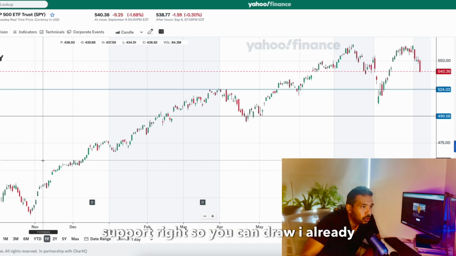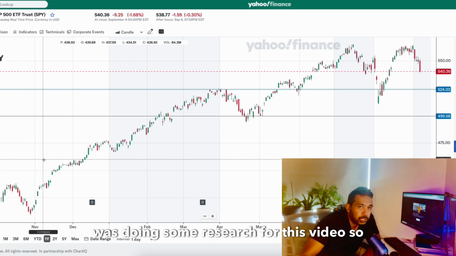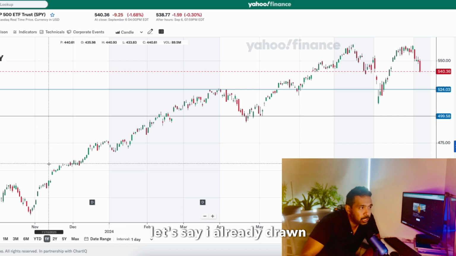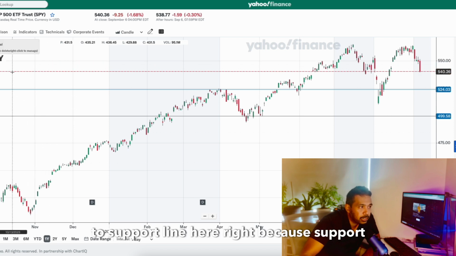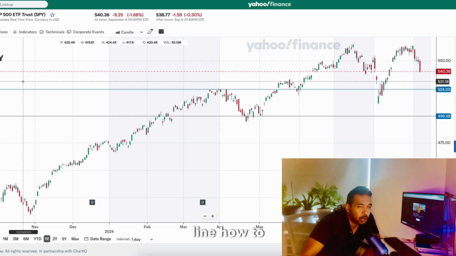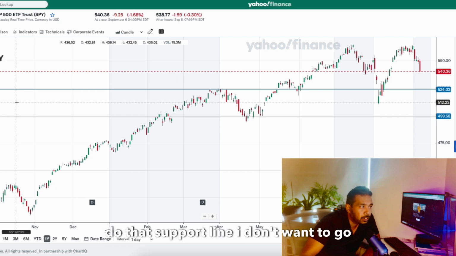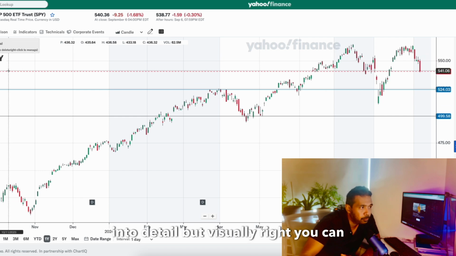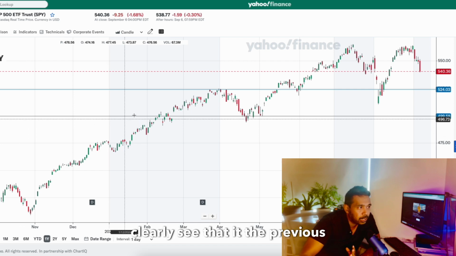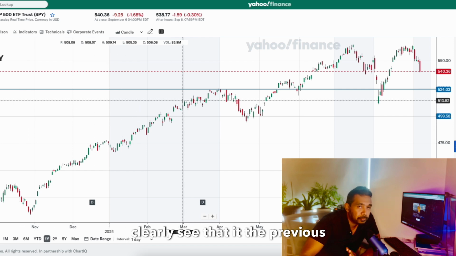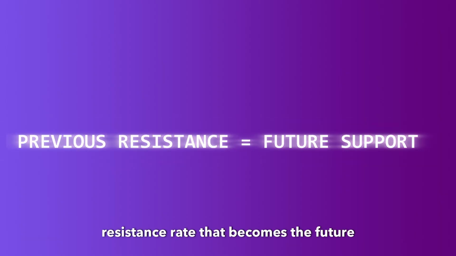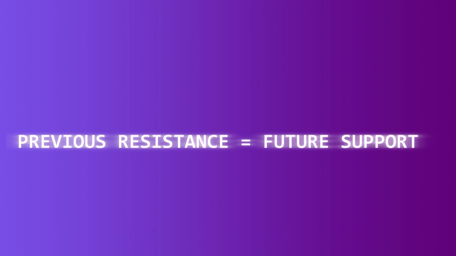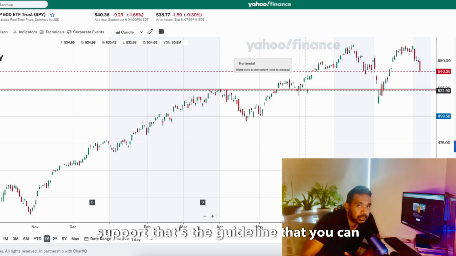I was already doing some research for this video, so let's say I've already drawn two support lines here, right? How to draw support lines, I don't want to go into too much detail, but visually you can clearly see that the previous resistance becomes the future support. That's the guideline that you can follow.